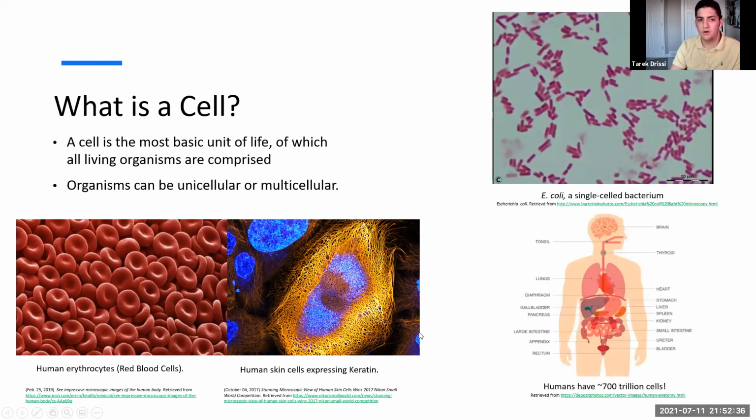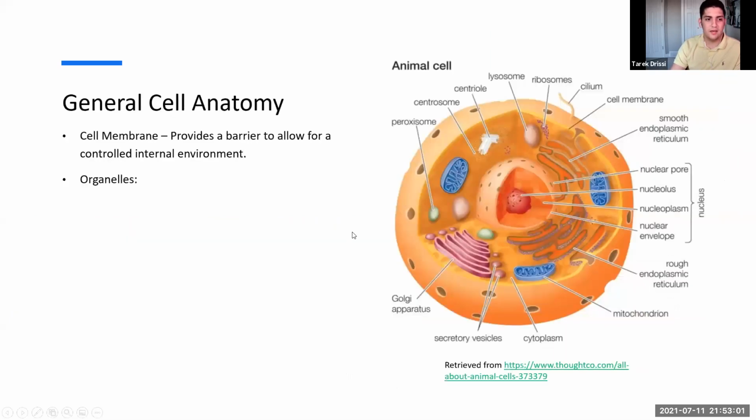But yeah, okay, and here are some examples of organisms. So E. coli, this is real images of bacteria under a microscope. These are single-celled bacteria, whereas humans have around 700 trillion cells. So you can be an individual living organism with one cell or 700 trillion cells, which is quite crazy. Okay, so on to general cell anatomy.